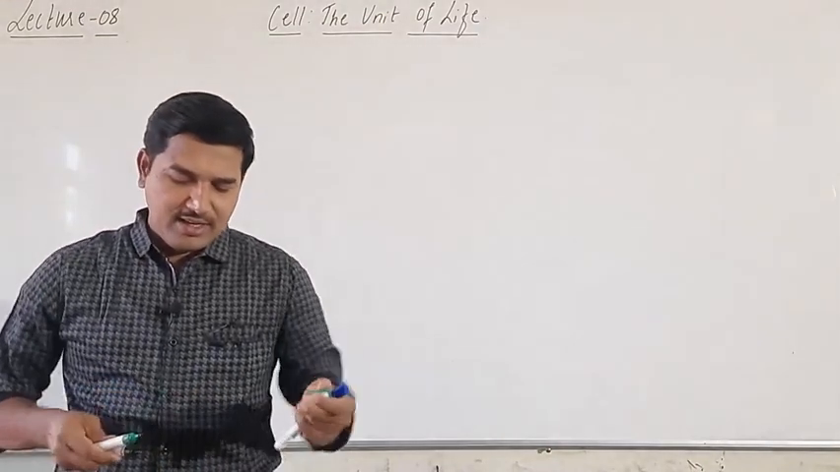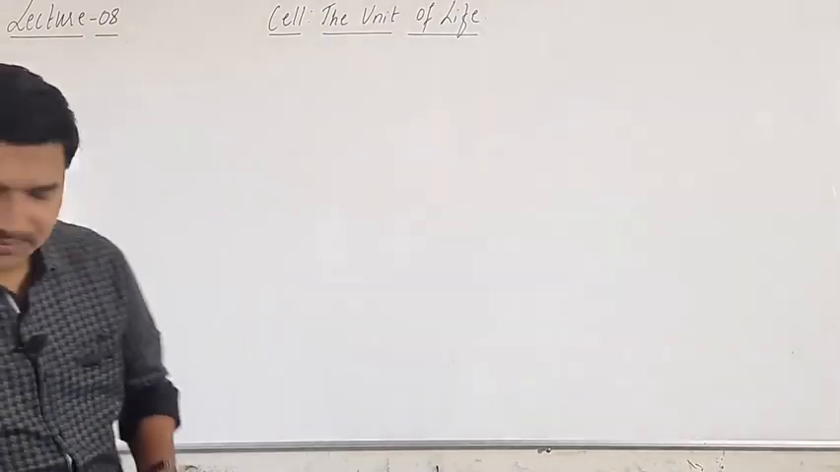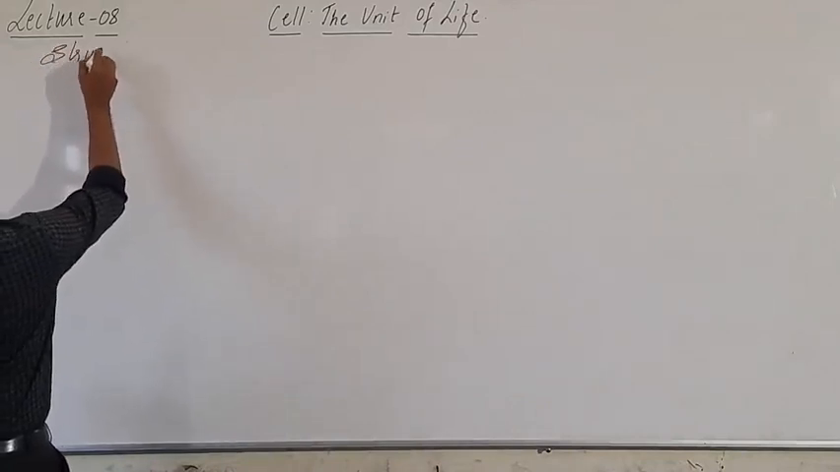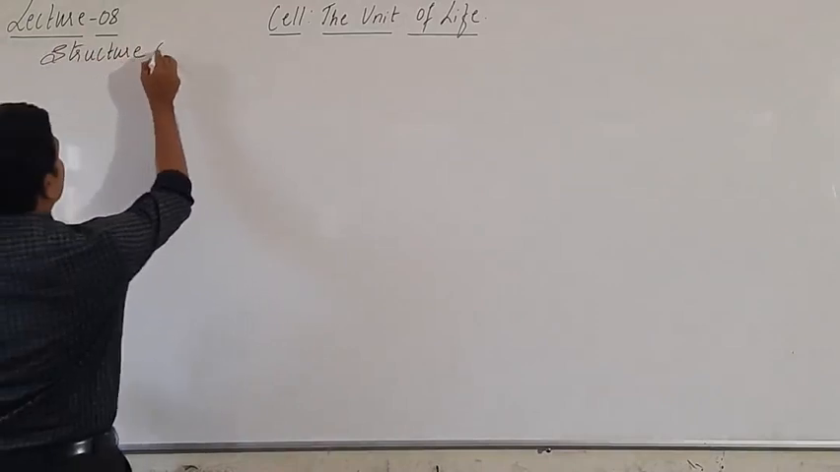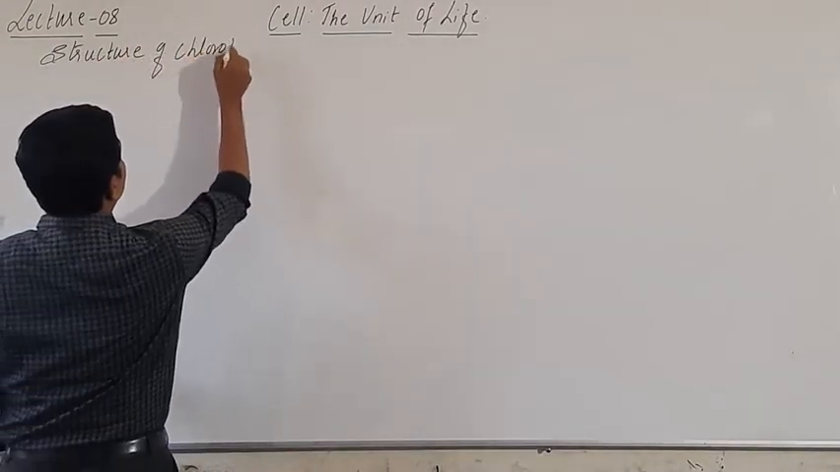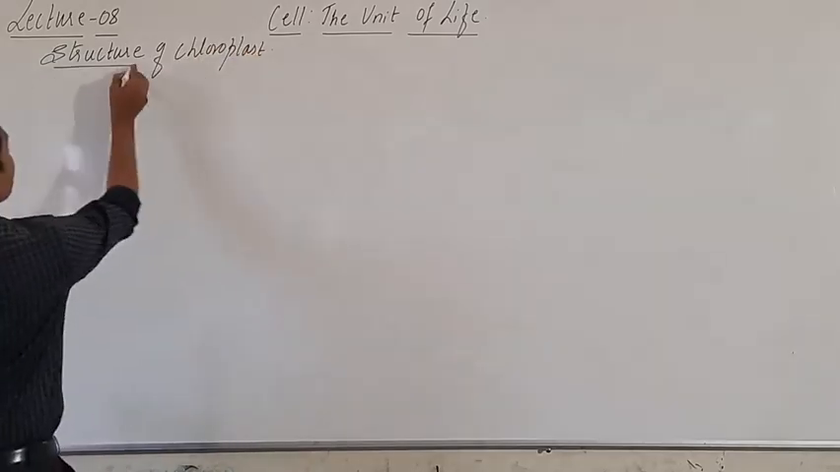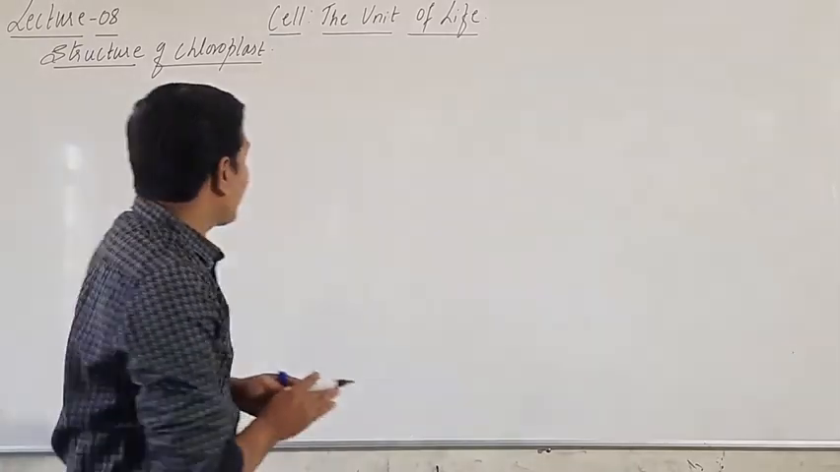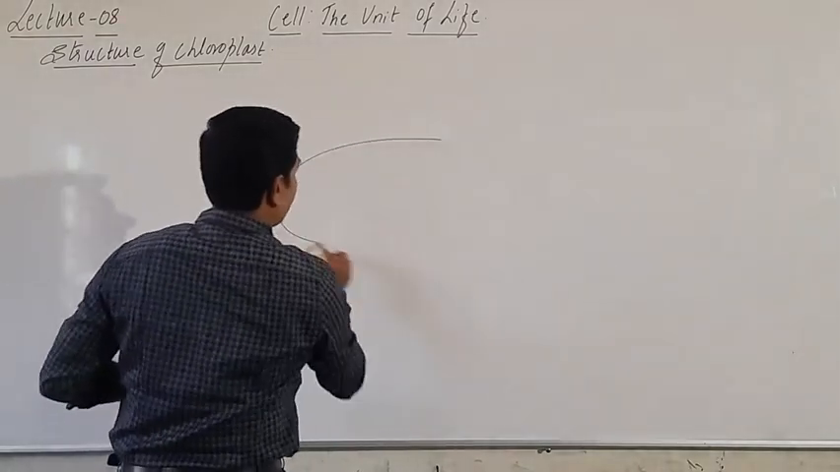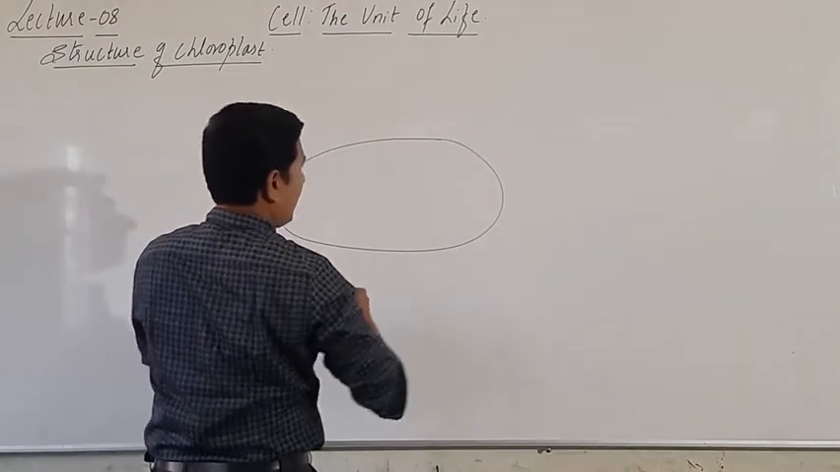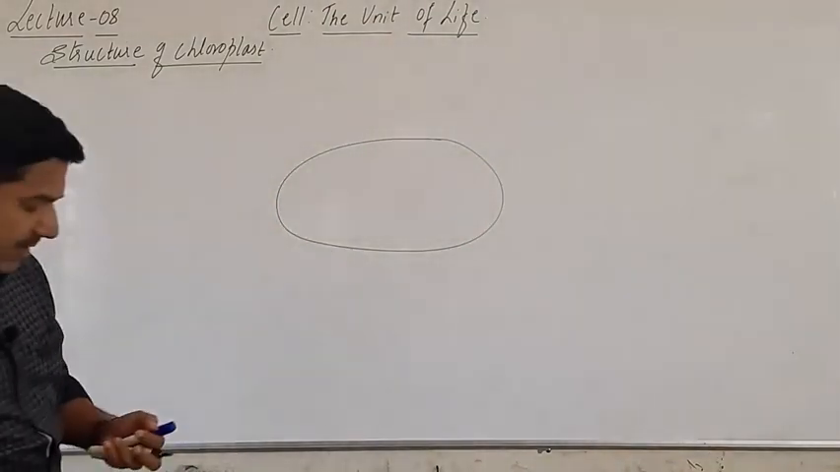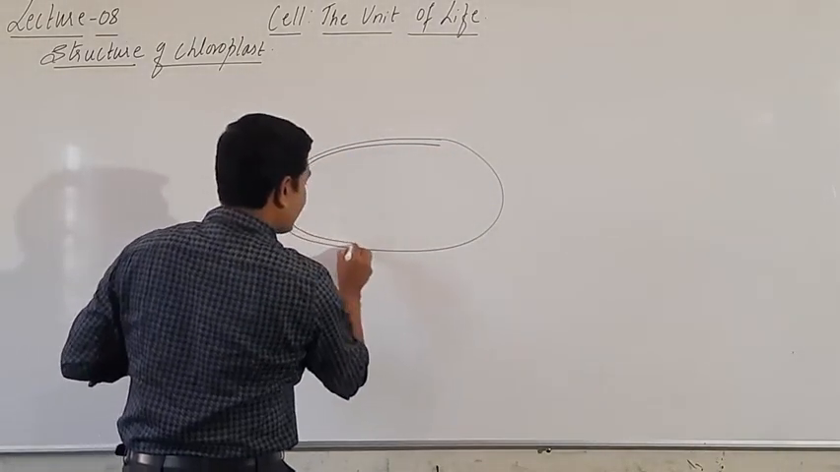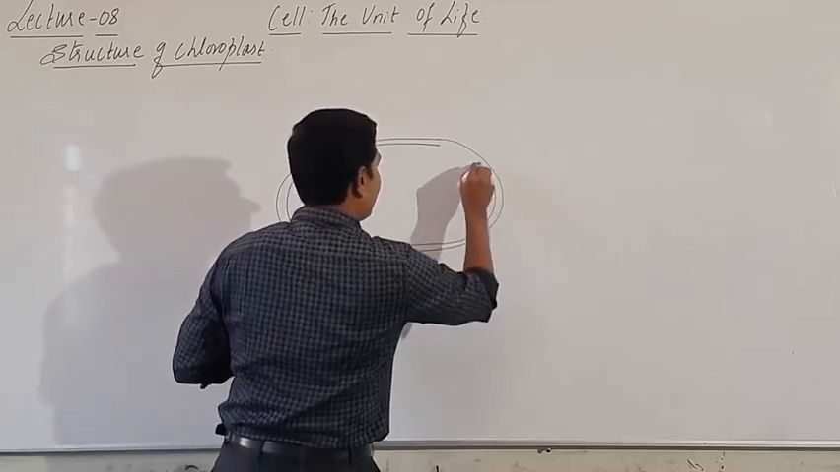So let's look at the structure of the chloroplast. Chloroplast is a double membrane structure, which consists of an outer membrane and the inner membrane. I am just drawing a 2D diagram. The 3D diagram is given in your NCERT.